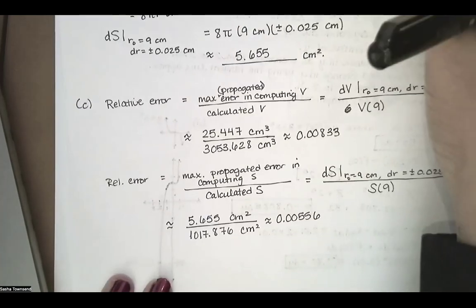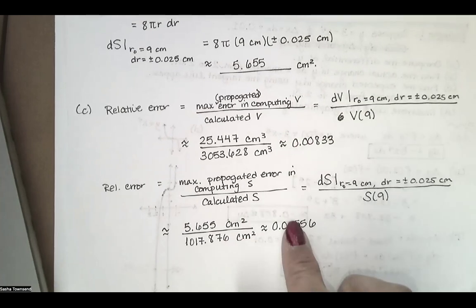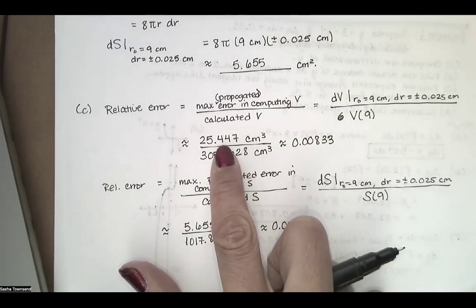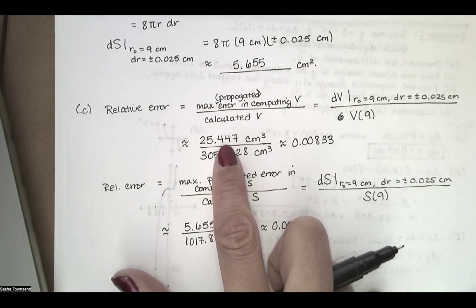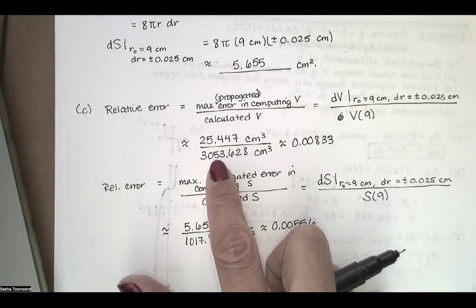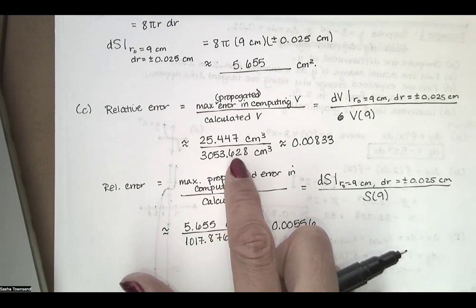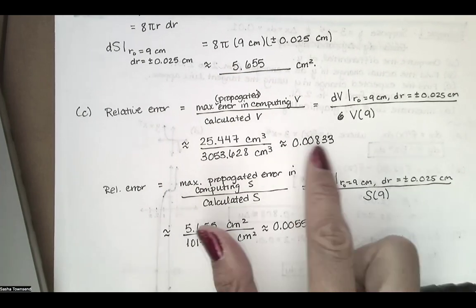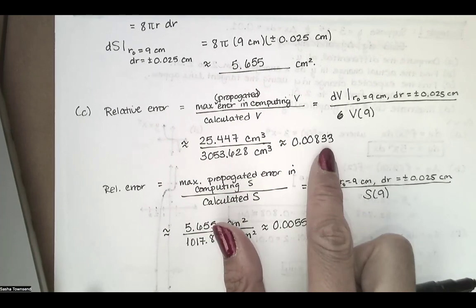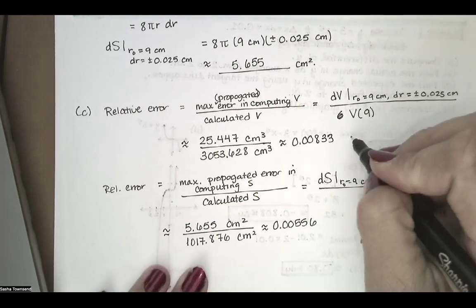And that's our relative error. So we say that the error in measuring the volume of that 25.4 centimeters cubed is not very much compared to that 3,053.628 centimeters cubed, the total volume. That's the relative error. And if we multiply by 100%, we have the percent error.